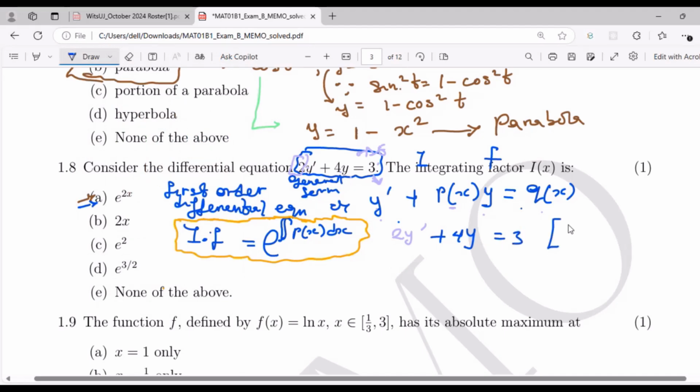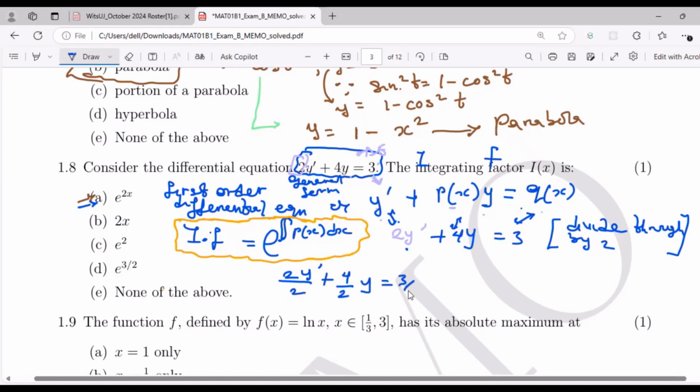Then you need to divide through by 2, so that once you divide 2 by 2, the first term will not have a coefficient and will be the same as theirs. That will now give you y prime over 2 plus 4 over 2 y is equal to 3 over 2. So that will give you y prime plus 2y is equal to 3 over 2.